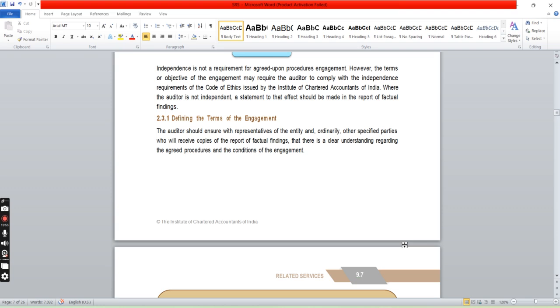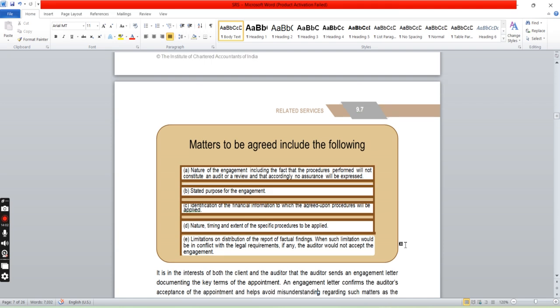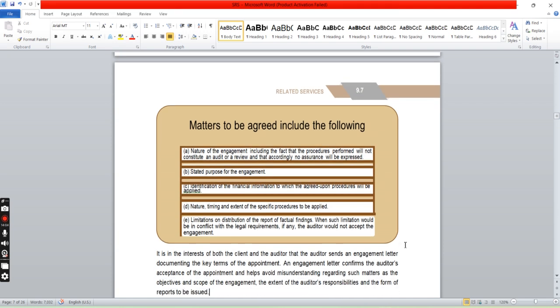There is a clear understanding regarding the agreed upon procedure and what are the conditions of the engagement. What are the matters to be included in the following? कौन से matters we need to take into consideration, that is what will be the nature of engagement क्या है, including the fact कि जो भी procedure है perform will not constitute an audit or a review and that accordingly no assurance will be expressed. So already we are telling that this is a no assurance engagement.